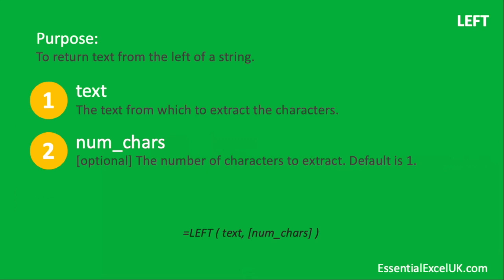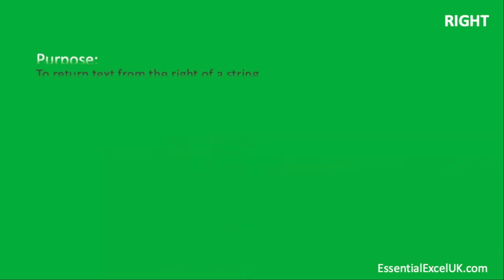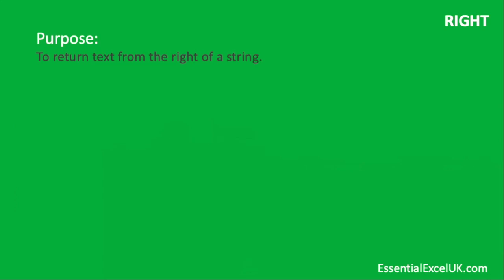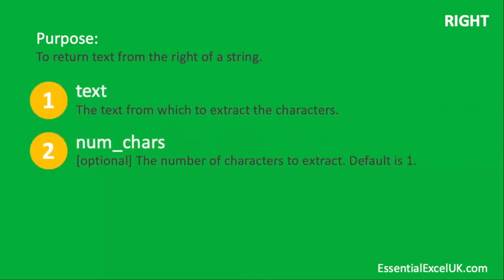So moving on to right, and it'll be very much a spot the difference with this slide versus the last one. So the purpose of right is to return text from the right of a string. It is also made up of two parts. So you've got the text, so this is the text from which to extract the characters, and secondly the number of characters, so again optional. So if you don't put a value in here, it's going to default to 1, and there is the function in its entirety at the bottom.